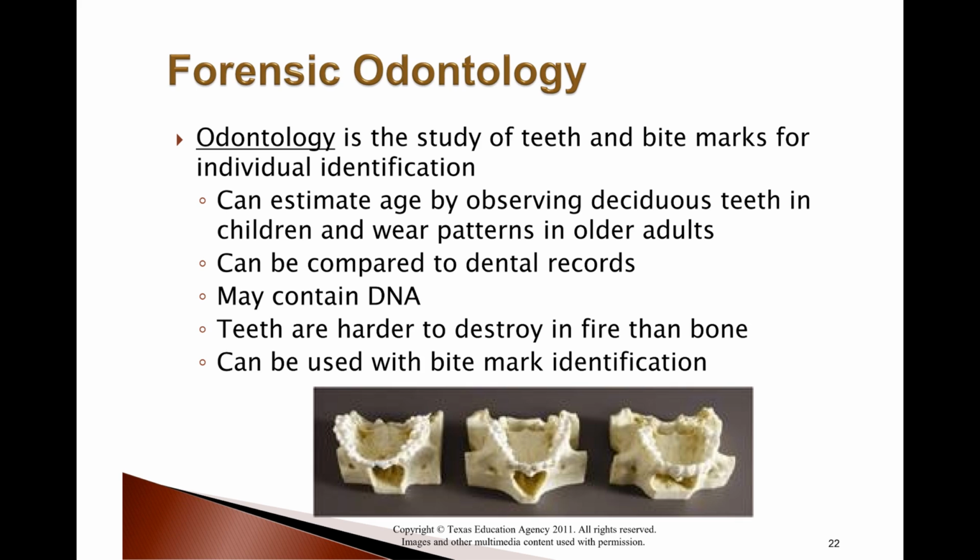and also by looking at the patterns of wear, like how you grind or how you chew, or have you cracked a tooth, that kind of thing in older adults. They can be compared to dental records to make a match between the unknown person and records that may potentially prove who that person is. They may contain DNA. And they're harder to destroy than bone, especially in fire, because of that enamel, which is a very hard and protective covering over your teeth. And as you know, teeth marks can also be used in bite mark identifications.